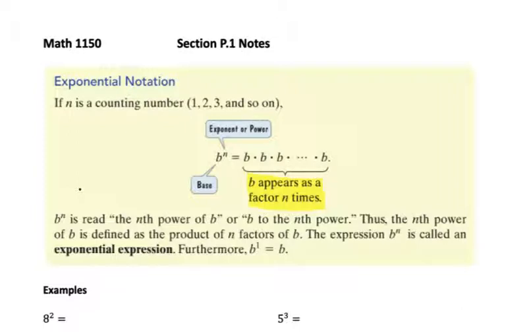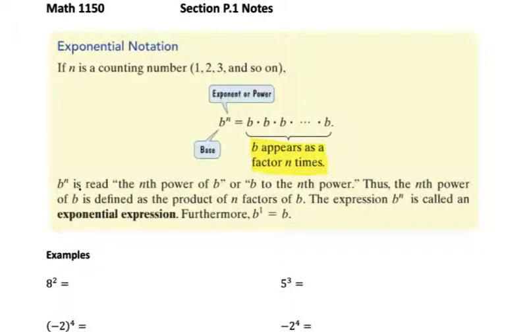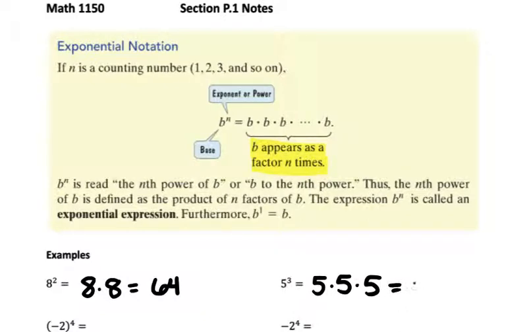If we have an exponent of 1, anything to the first power is always itself. So any number to the first power would be equal to whatever that number is. So for example, 8 squared would be 8 times 8, 8 multiplied by itself 2 times, which is 64. 5 to the third would be 5 multiplied by itself 3 times. 5 times 5 times 5. If I do that on a calculator, I get 125.